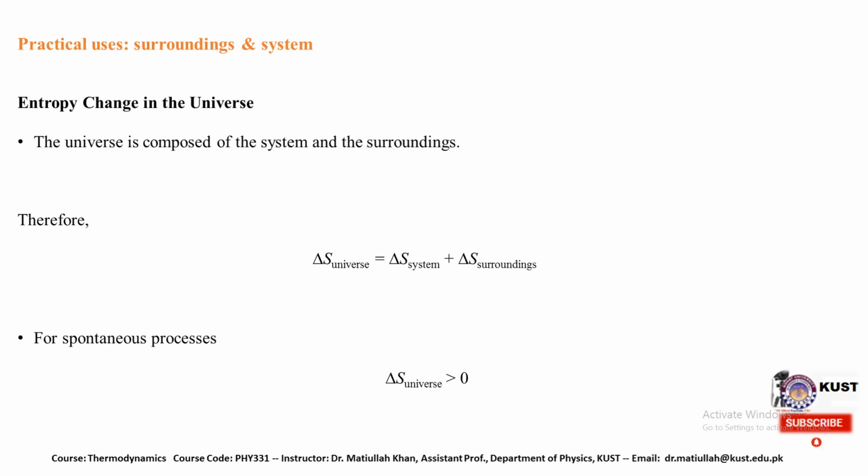The universe is composed of the system and the surroundings, so the total entropy is the sum of the entropy of the system and the entropy of the surroundings. So delta S universe equals delta S system plus delta S surroundings. For spontaneous processes, delta S universe should be greater than 0. For reversible processes, delta S universe should be equal to 0.